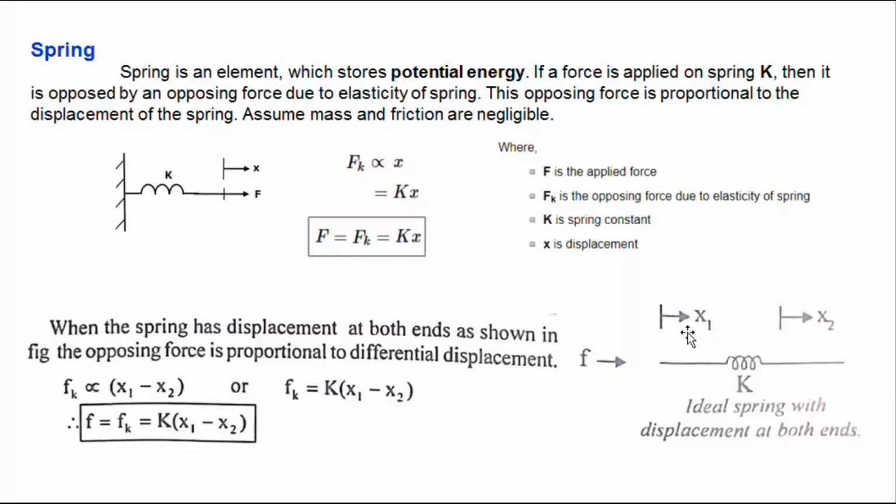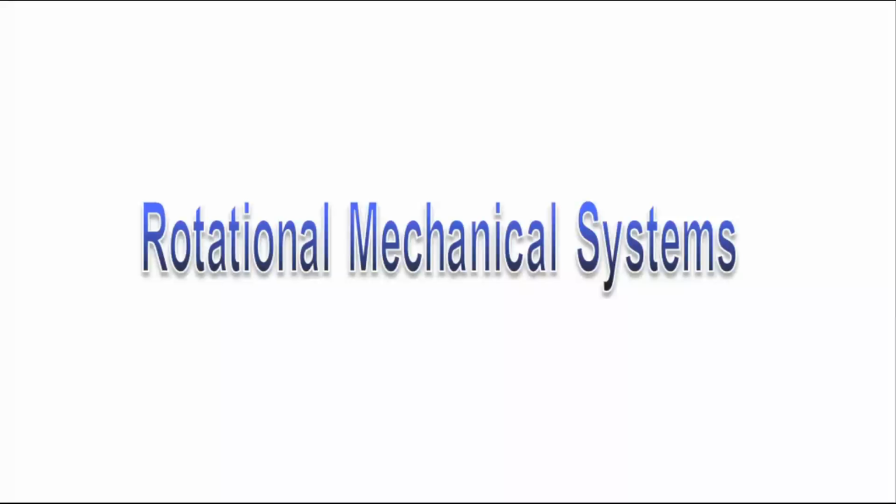In the case of a spring with both ends free, the displacement is x1 minus x2. In the place of x, substitute x1 minus x2. So the final formula becomes F is equal to Fk, that is equal to k into (x1 minus x2). Now let's see about the rotational system.